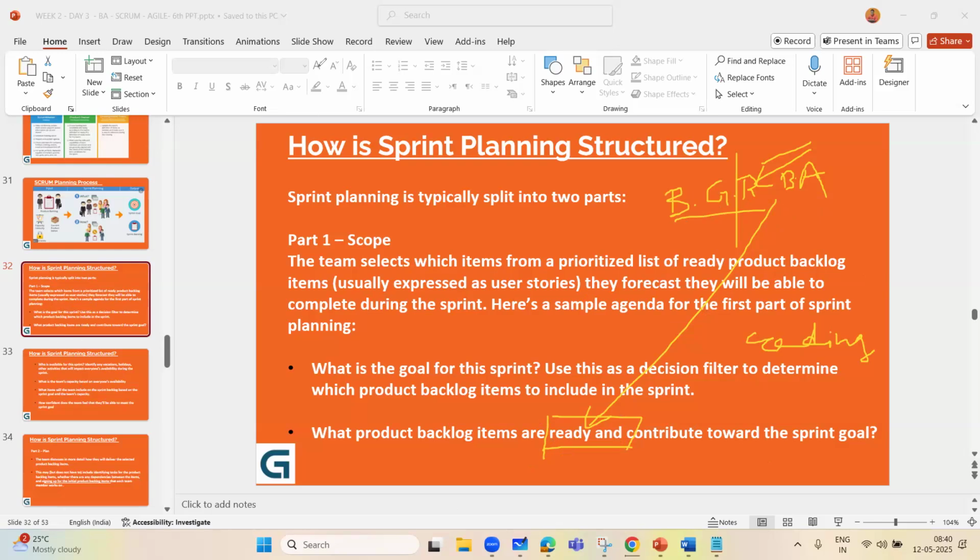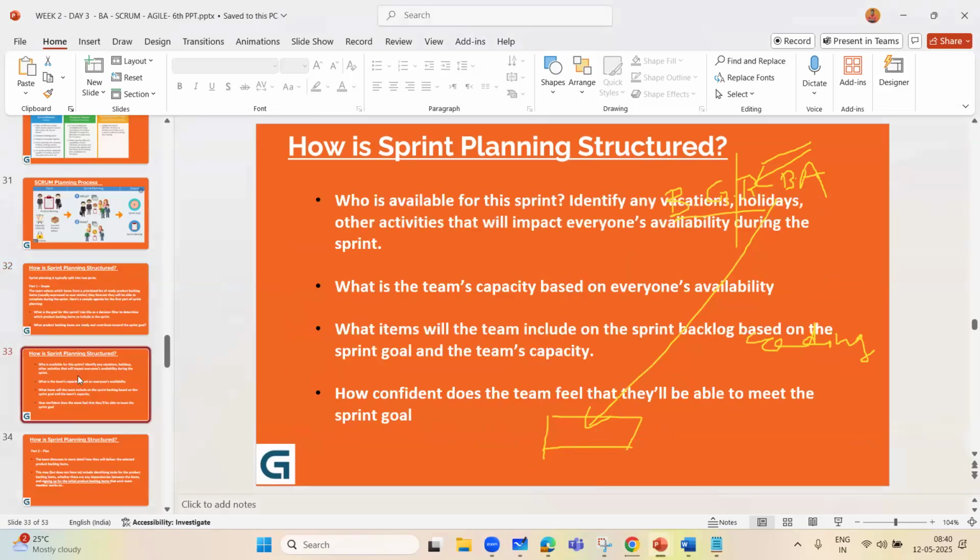Now let's move further and understand what else can be done. Who is available for this sprint? Identify any vacation, holidays, other activities that will impact everyone's availability during the sprint. So as a Scrum Master, before you schedule the sprint planning meeting, you have to align the time, the availability of this meeting along with other staff members' availability, their planned vacation, holidays, or any other activities.